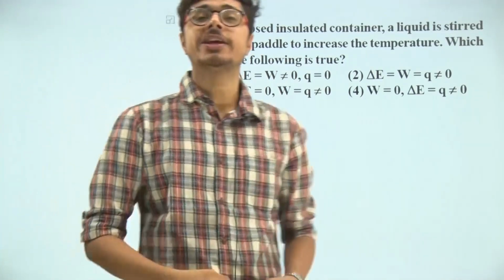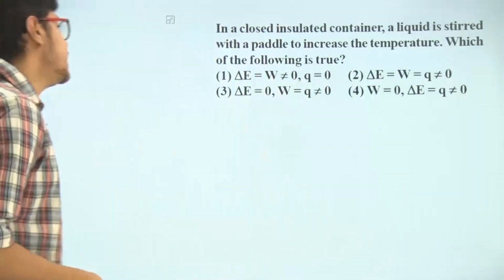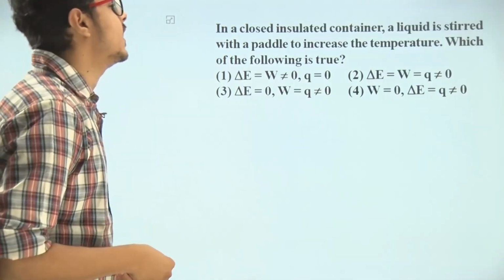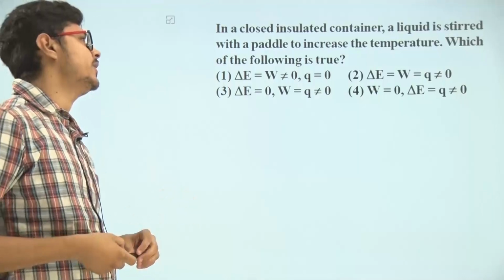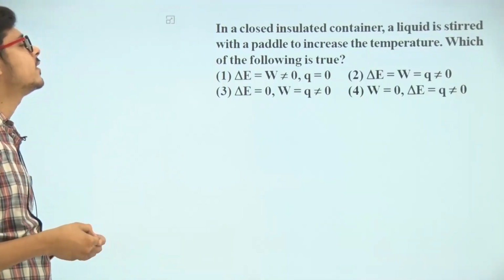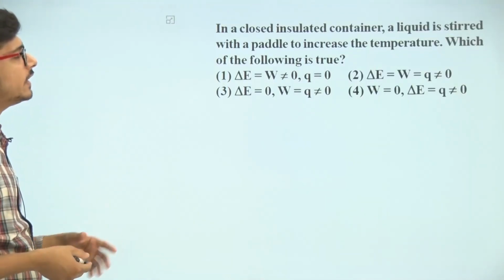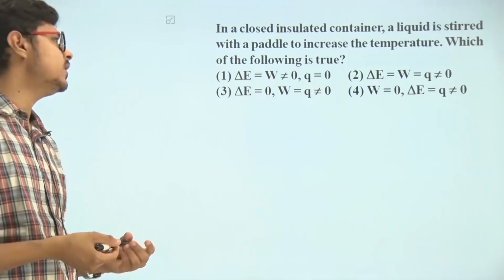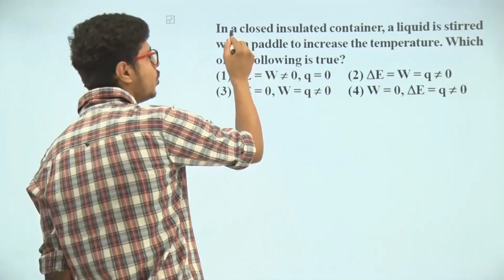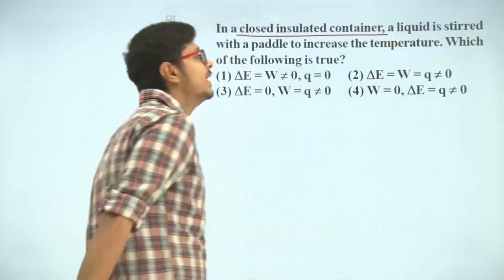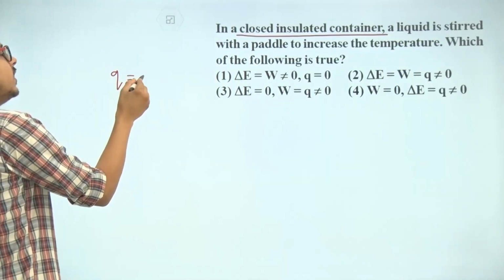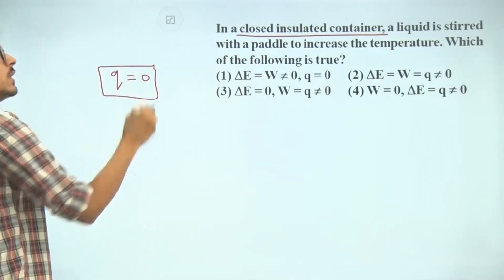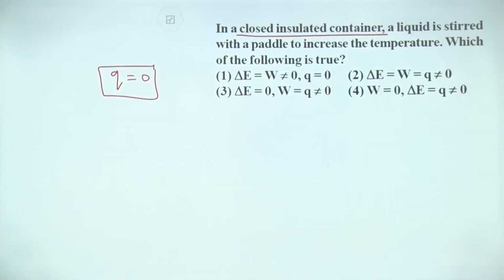Okay students, coming to the next question. Our next question is: in a closed insulated container, a liquid is stirred with a paddle to increase the temperature. Which of the following is true? Here we need to find delta E, W and Q basically. It is a closed insulated container, that means what? Basically the value of Q will be equal to 0.